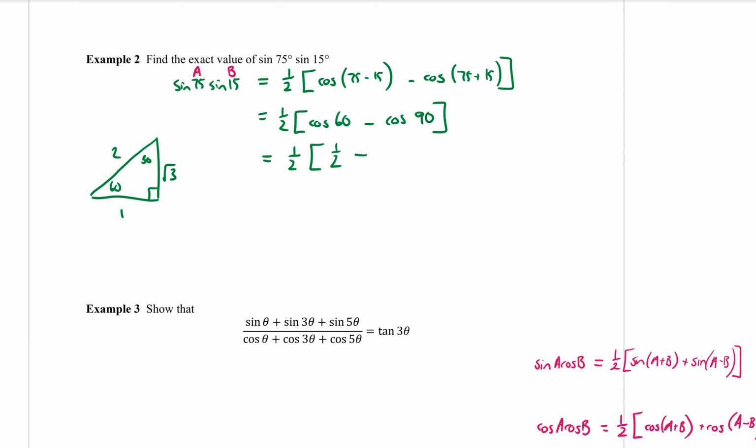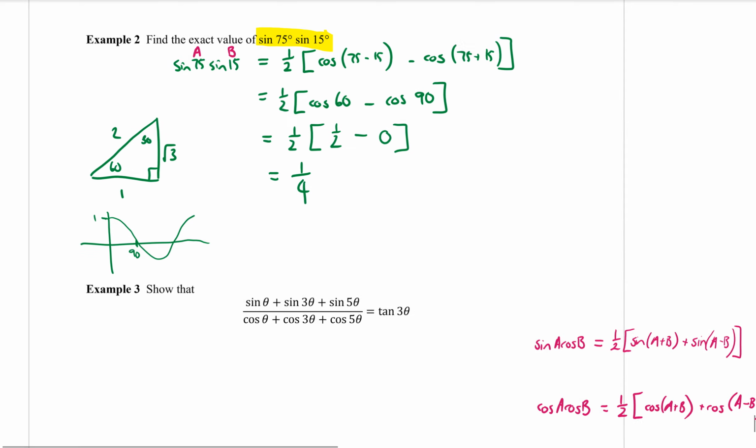Now cos of 90, any multiple of 90, you can get an exact value on your calculator as long as it's in degrees, but you can also get it from the graph. The cos graph looks like that, roughly. It starts up here at 1, and at 90 degrees, it would be going through 0. So cos of 90 is actually 0. You can check that on the calculator if you like. So half minus 0 is just half, and half times a half makes a quarter. So our answer for sine 75, sine 15 is a quarter. You can type that into your calculator to check that it works, but I do want to see all that lovely working out.